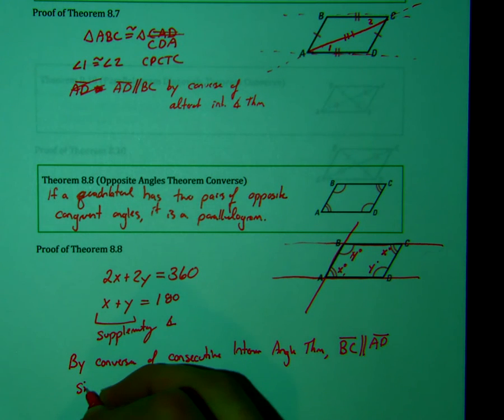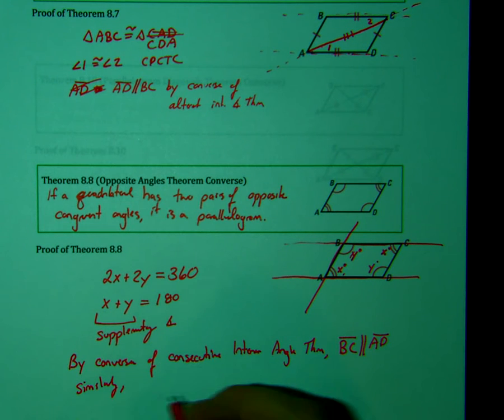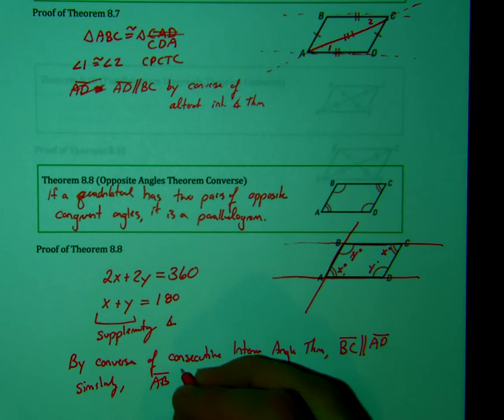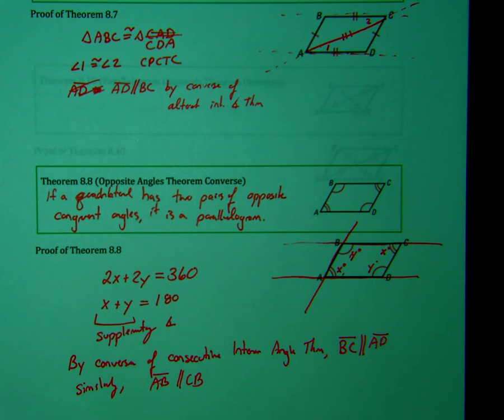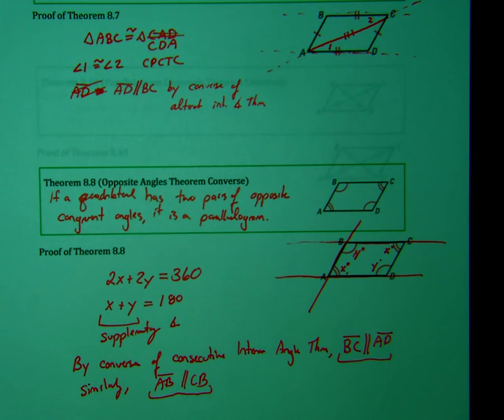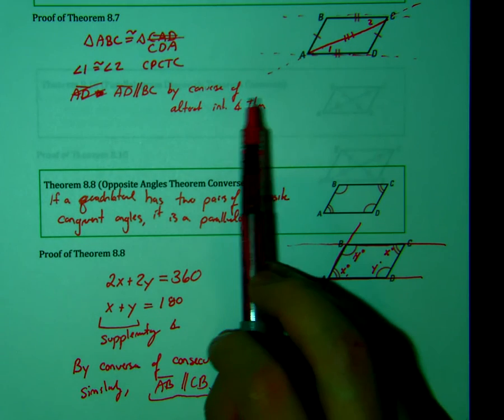Okay, so similarly, this also proves that AB is parallel to CB. Okay, so again, with these proofs, once you find one, the second one is actually kind of the same. All right, I actually kind of forgot to mention the one above here.